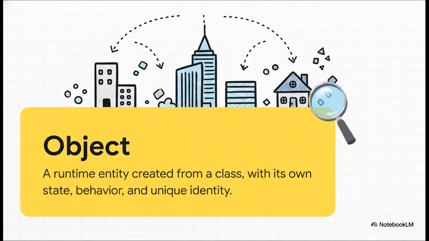And then, from that blueprint, you create objects. An object is the actual building. It's a real, living, breathing thing inside your program, and it's created from that class template. And every single object has its own unique data and its own identity.